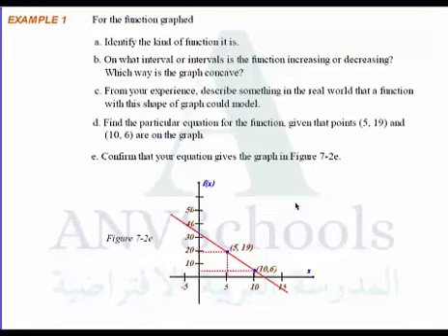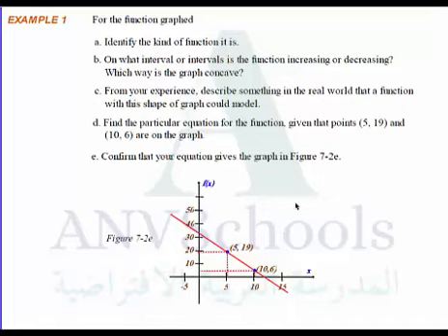Now we will have to work on example 1. For the function graphs below, illustrated as figure 7-2a, letter A, identify the kind of function it is. Letter B, on what interval or intervals is the function increasing or decreasing? Which way is the graph concave? From your experience, describe something in the real world that a function with this shape of graph could model.